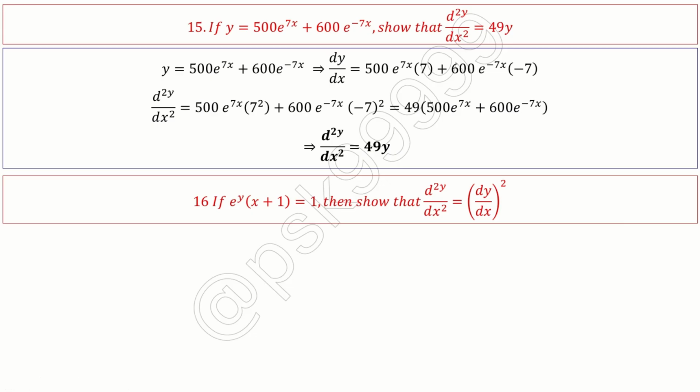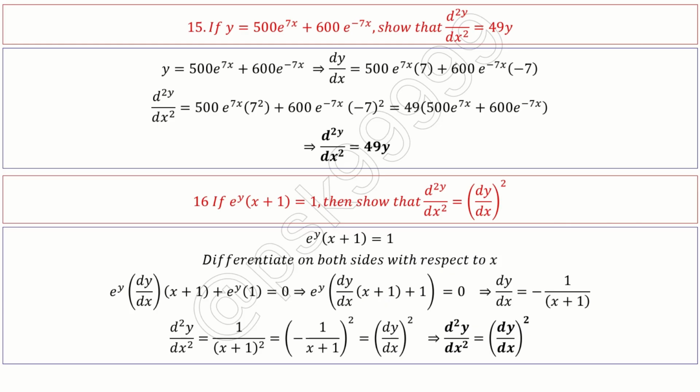Okay, next. E to the power of y into (x plus 1) equal to 1. Show that d square y by dx square equal to (dy by dx) whole square. It is simple. First, find out y dash and y double dash, then you can easily conclude this. Okay, so my y dash, which is dy by dx, is minus 1 by (x plus 1) whole square. d square y by dx square is nothing but 1 by (x plus 1) whole square. So d square y by dx square is equal to (dy by dx) whole square. Right?